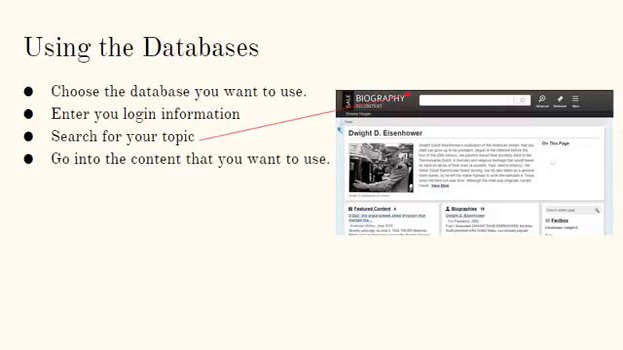You will then choose which database you want to use. I chose Biography and Context for my example. I'm going to click on Biography and Context. You will then have to type in your login information to the public library. You will search your topic, and you probably will have many choices on your topic to choose from.